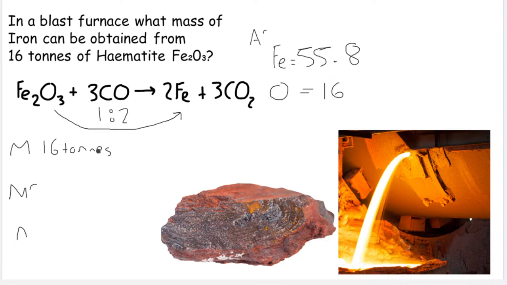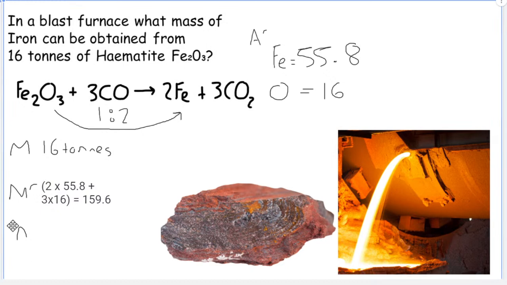So the MR of iron oxide, I've got to do 2 × 55.8 and add that to 3 × 16. So let's whip that in the calculator. 2 × 55.8, and then we're going to add that to 3 × 16. And we're going to get 159.6. So the MR for iron oxide is 159.6.